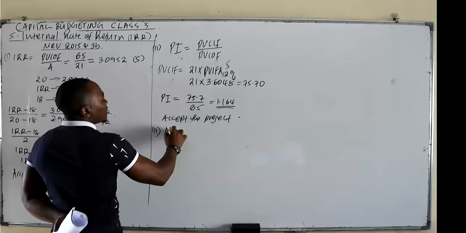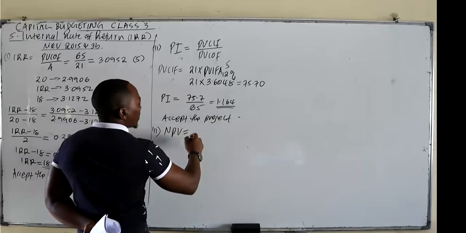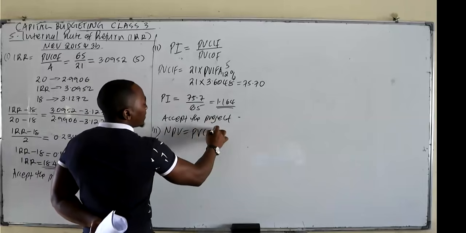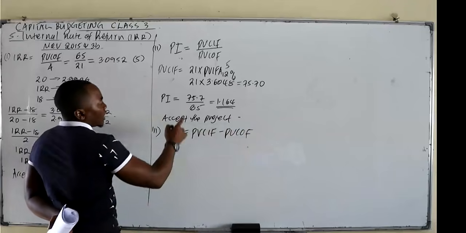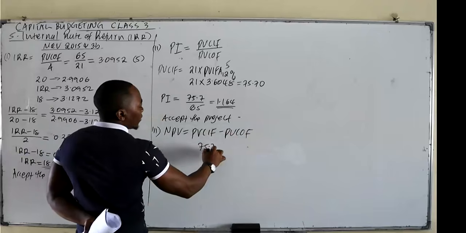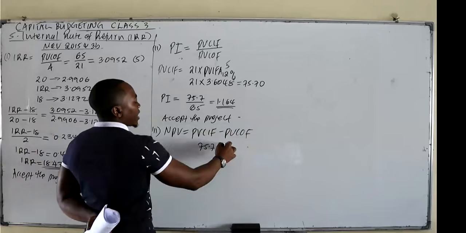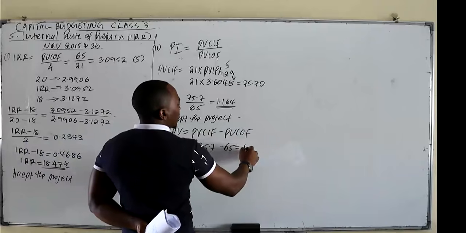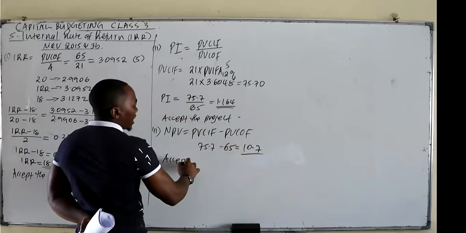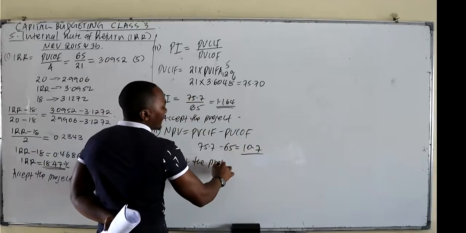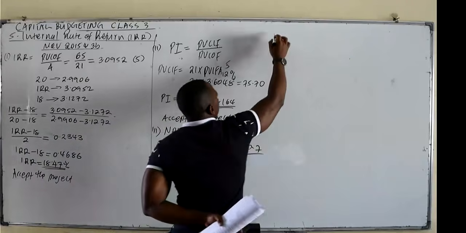Also, you can evaluate using NPV, so it's not part of the requirement. So NPV is the present value of cash inflow minus the present value of cash outflow. The present value of cash inflow is 75.7. Present value of cash outflow is 65, but you get 10.7. So also, if you are to use NPV, accept the project. You can copy.